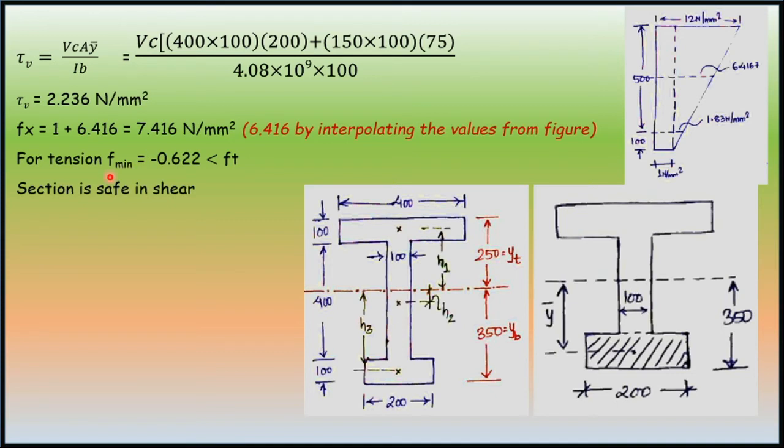For tension we have to use the value of Fx. F max or F minimum is equal to (fx plus fy) divided by 2, plus or minus half under root of ((fx minus fy) square plus 4 times tau v square). That part you have to include in this middle strip. Therefore, the nominal shear reinforcement can be provided.